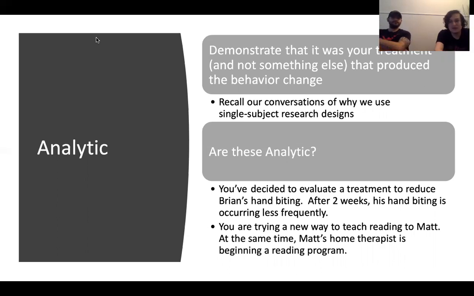So 2 weeks go by, he does it less often. Is this analytic? Probably not at this stage, right? Because we don't know if it's just the passage of time that produced the hand biting or if it's the intervention. So at this point, we'd probably want to implement some kind of research design, right? Maybe a reversal to see if it's the intervention that's producing results or something else.